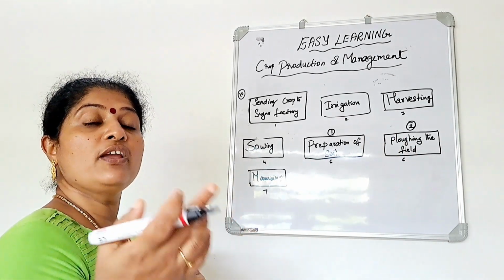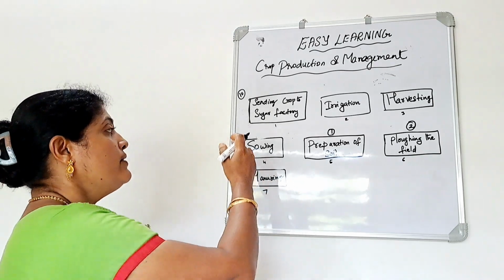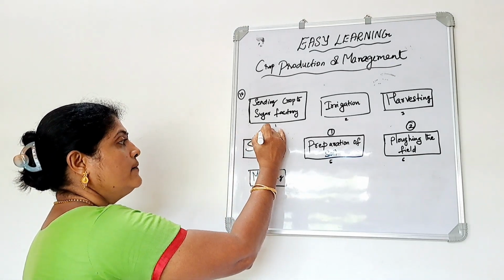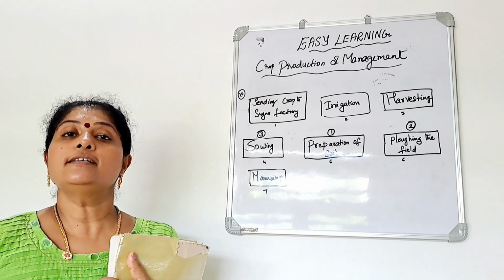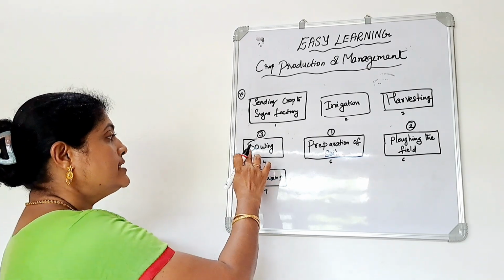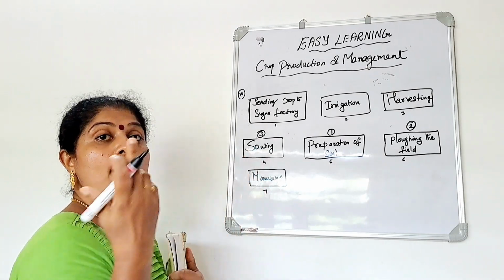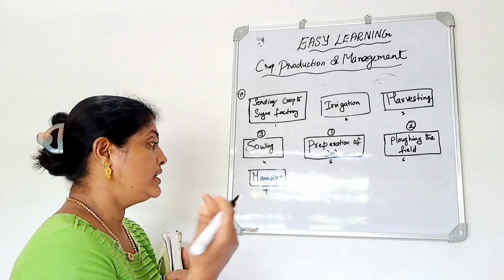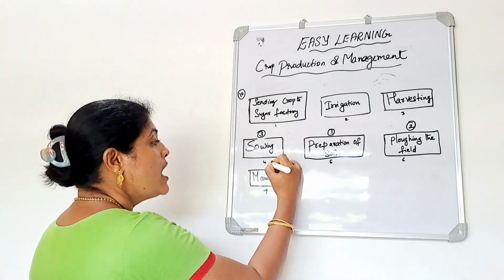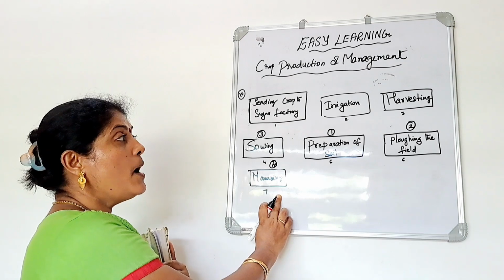After plowing the field, what will be the next step? We will sow the seeds. So this is considered the 3rd step. After sowing the seeds, we have to add manure and fertilizer. So the 4th one is manuring, the 4th step.